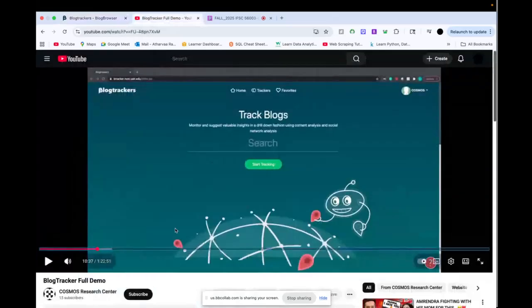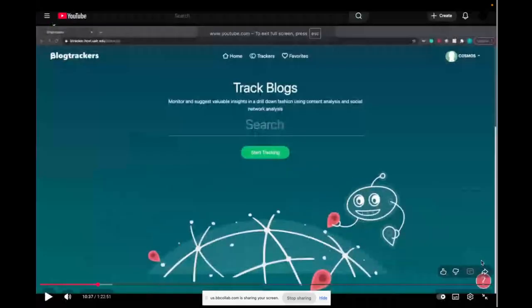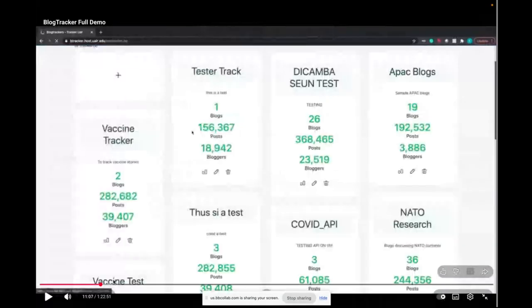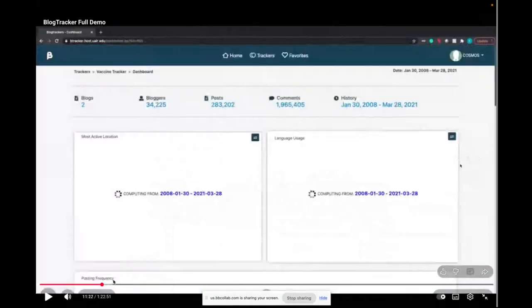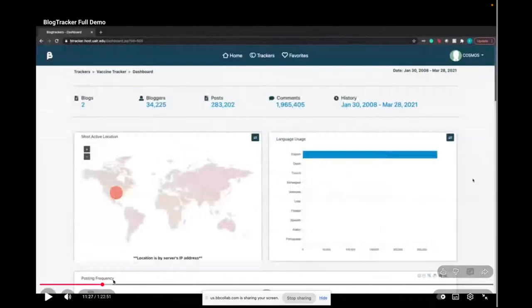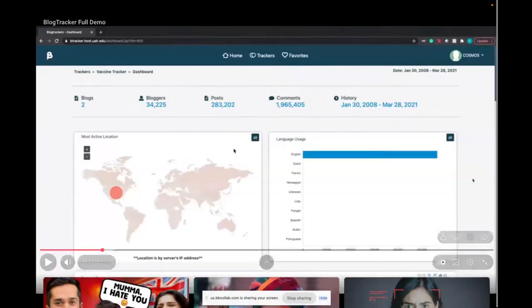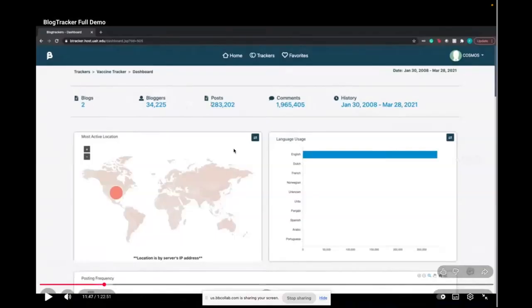So once the tracker is created, it shows us the blogs, the bloggers, the posts, the comments, and when exactly these blog posts were done. So it gives us a history of it as well.